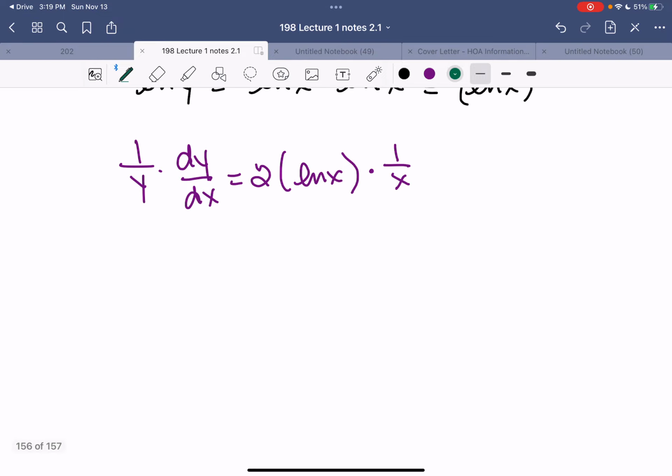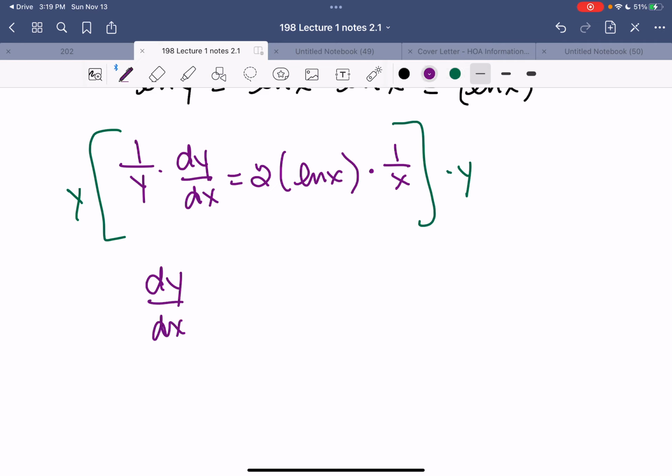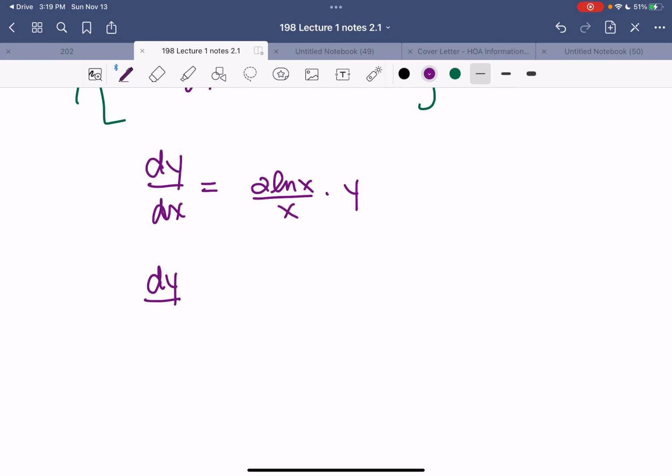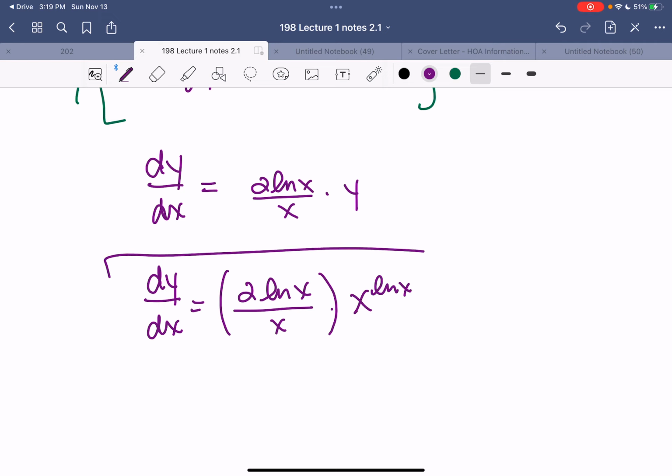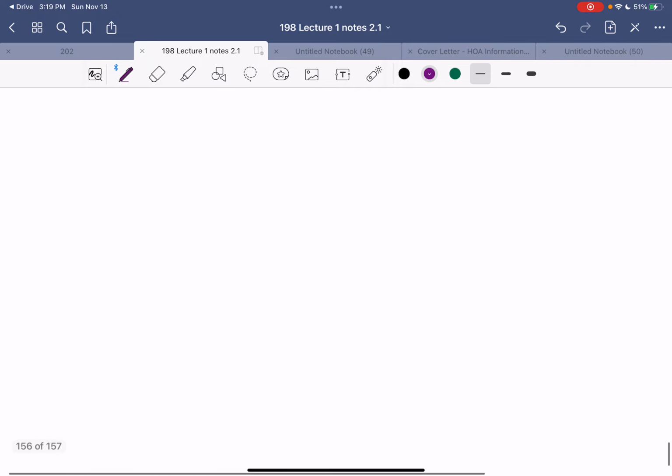And then as I clean this up, the other thing that I'm going to do is multiply both sides by y. So this will become dy over dx. Let me put a y on this side as well. Dy over dx, because the y's cancel. And I get 2 ln x over x times y. And then the last thing that I'm going to do is replace that y with the original function, which was x to the ln x. And that's our last example.